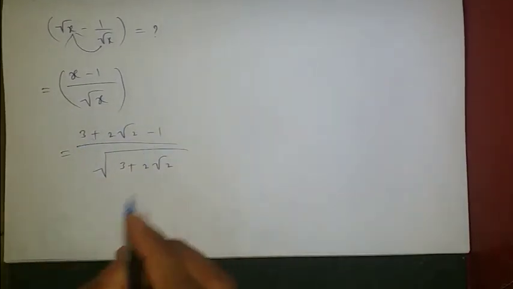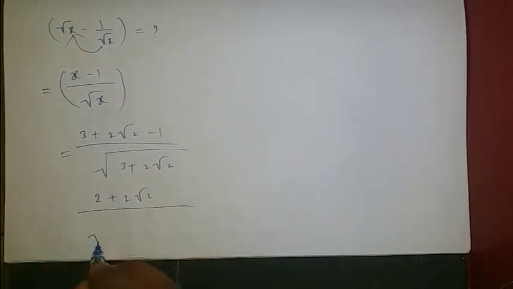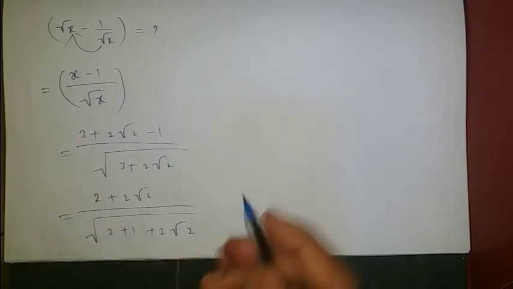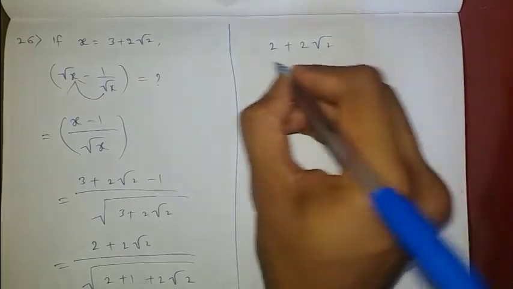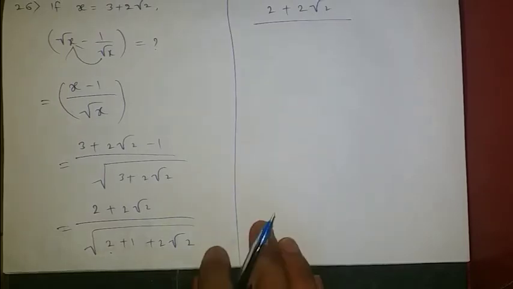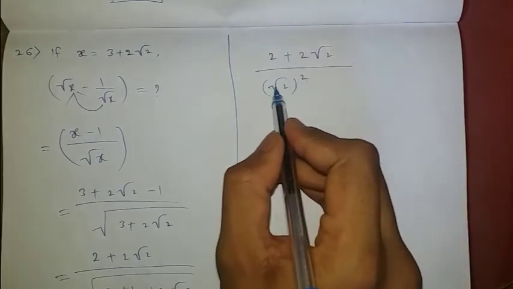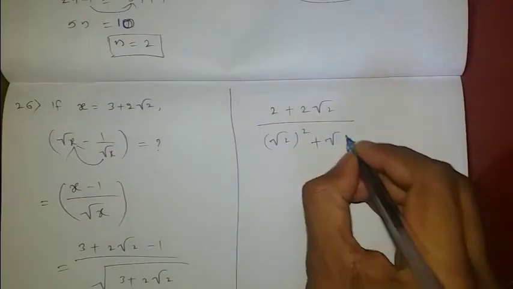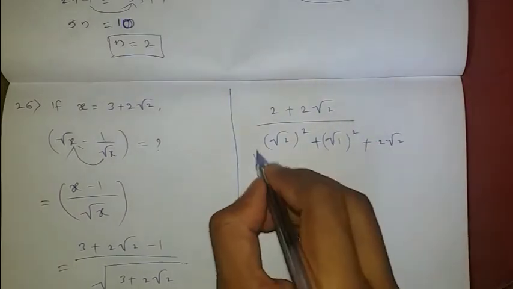Numerator, if we solve, 3 minus 1 is 2, plus 2 root 2, whole divided by under root. This 3 I will write as 2 plus 1 plus 2 root 2. Next, numerator I will write as it is, that is 2 plus 2 root 2, whole divided by. This 2 I will write as root 2 whole square. If we cancel this square and square root, then we remain with root 2 only, plus 1 I will write as root 1 whole square plus 2 root 2, whole root.